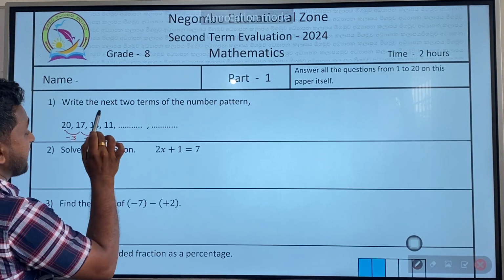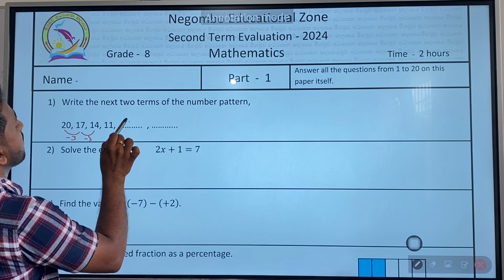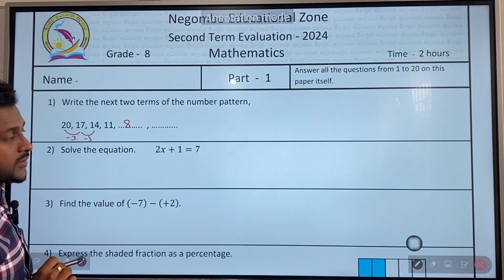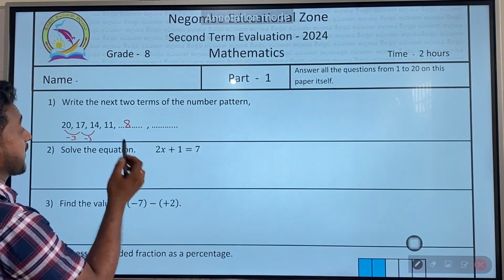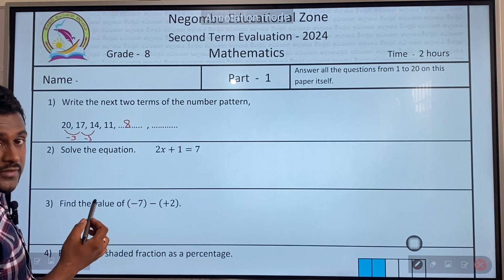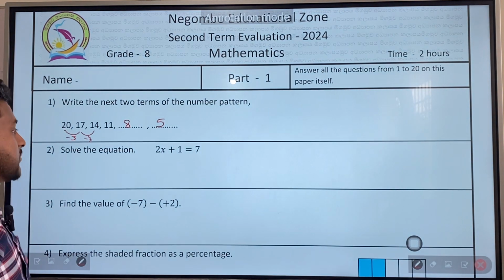Now when we subtract 3 from 11, the answer is 8. Again, to find the next term we have to subtract another 3 from 8, so the answer is 5. These are the two terms.